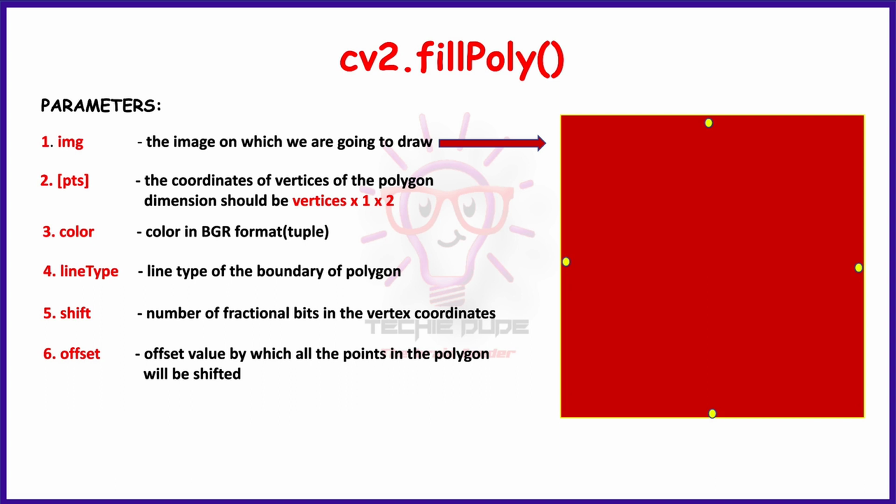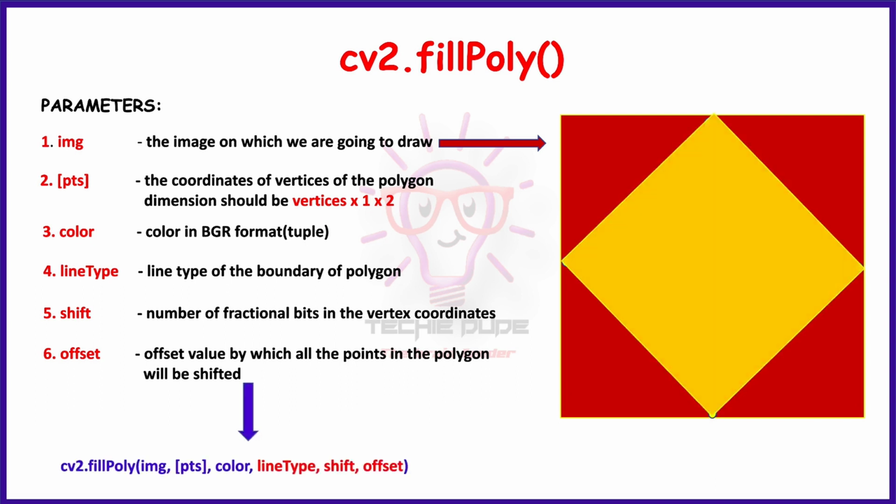Offset is the value by which all the points in the polygon will be shifted. For example, I have a vertex in the polygon at the origin, that is 0, 0, and I specify the offset to be 50, 50, and my vertex at 0, 0 will be moved to 50, 50, and all such points in the polygon will be moved to such place which is shifted by the offset. And when I call cv2.fillPoly by passing in these parameters, I'll be getting an output which is similar to this.